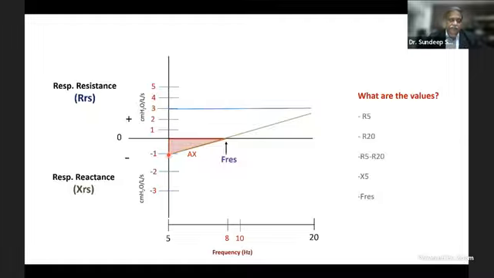So this is -1 centimeters water per liter per second. And your resonant frequency is at 8 hertz. And this is the triangular portion, which is called the area of reactance. This is the fundamental knowledge that you need to have when you want to interpret oscillometry.